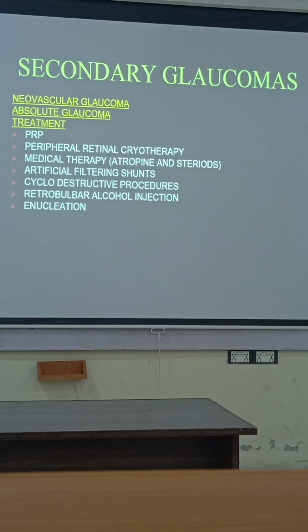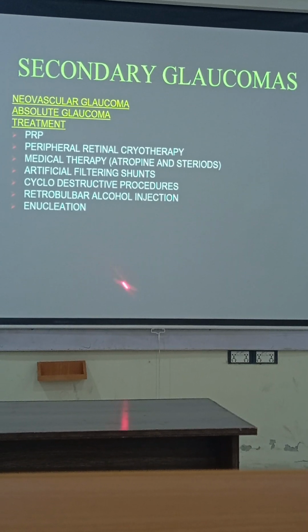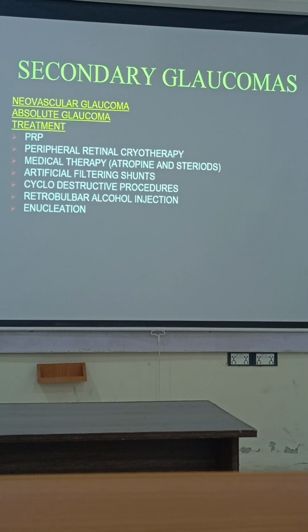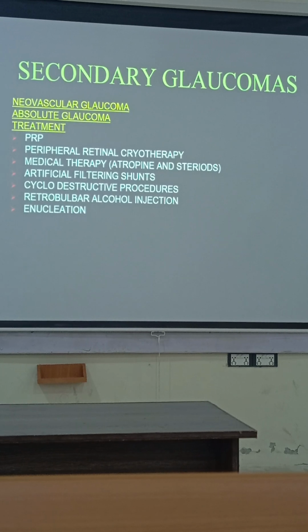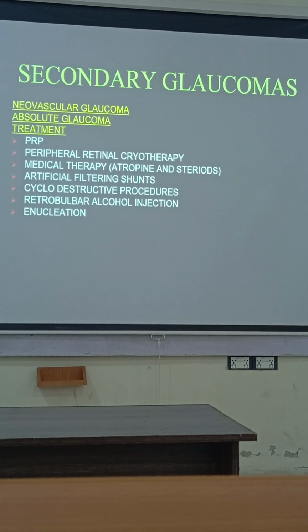We can give retrobulbar injection of alcohol, or ultimately we can take the eye out, enucleation. Totally, if nothing else works, then we do the enucleation, which is a process in which we remove the whole eyeball by cutting it from the optic nerve, because it is a very painful blind eye.